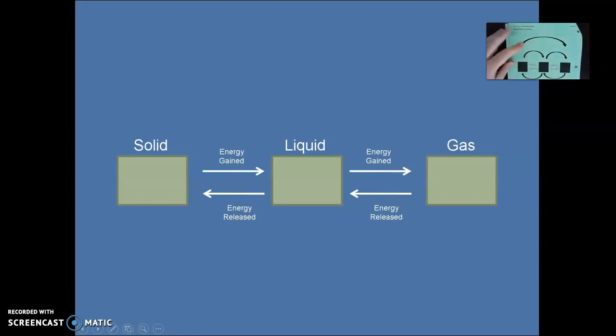So if you can turn the page, you should see a diagram that looks like this. And all you need to do is fill in, write in the name of the phase transition as we go along. Some of these are going to seem very familiar to you, and others are going to be new. You are going to be required to know all 6 of these phase changes. All right, so without further ado, let's get started.